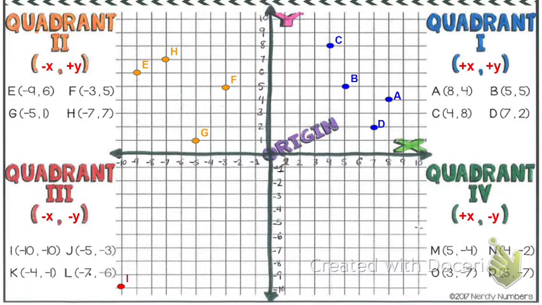J is at -5, -3. So I would go to -5 and down to -3, plot my point and label it J. K is at -4, -1, so I'd go to -4 from the origin on my X and down to -1 on my Y. Plot my point and label it. And then we have L, which is at -7, -6, so go to -7 on my X and then down to -6 on my Y. Plot my point and write my letter.